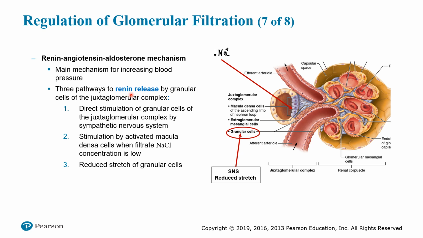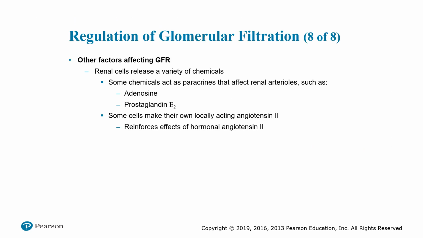And that renin, we know, converts angiotensinogen into angiotensin 2, which causes the release of aldosterone. Now there are also other factors: renal cells release a variety of chemicals. Some chemicals act as paracrines that affect the renal arterioles, such as adenosine and prostaglandin E2, and some cells make their own locally acting angiotensin 2, and this reinforces the effects of hormonal angiotensin 2. Angiotensin 2 is a vasoconstrictor itself, and it also causes the release of aldosterone.